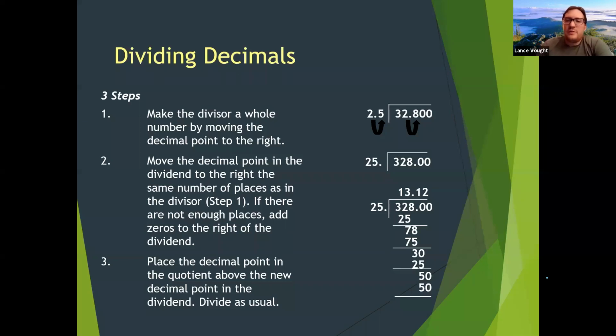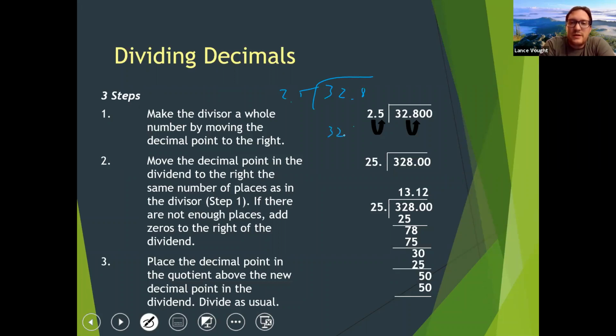So if you're doing 32.8 divided by 2.5, move the decimal over a space equivalent to making sure that everything is a whole number. So 32.8 and 2.5 become 328 divided by 25, so it's an easier problem. So there you get 13 times 25 gives you 1 times 25, 75, 3 times 5, 75, 3, you get 1, 25, 5, 0, you get 2, so you get 50 over 50, which is 0.